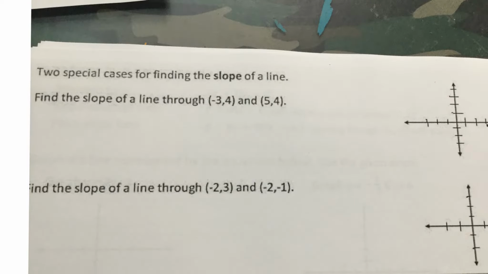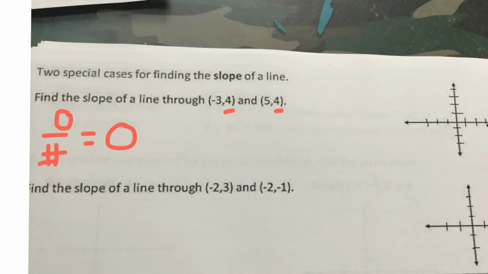So here we're going to continue with our special cases. So first it tells me to find the slope of a line passing through negative 3, 4, and 5, 4. So if I looked at this before I did anything and I see that my y values are not changing, then I know that my change in y is going to be 0, and then my change in x is going to be some number. Well, 0 over some number is always 0. So I know the slope of this line is 0.